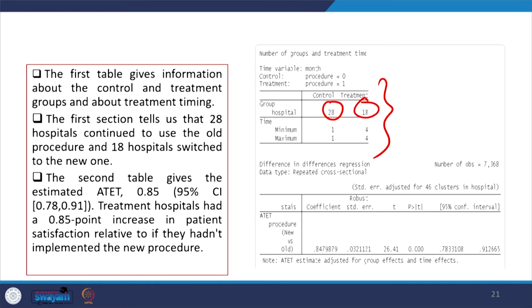This result is based on the repeated cross sectional data. Number of the observations are 7,368. The average treatment effect on the treated, ATT, is calculated, and this gives 0.85 as the result with its significance level as 0.00. This suggests that the treatment had a 0.85 point increase in patient satisfaction relative to if they hadn't implemented the new procedure. So, if the new procedures were not adopted, then in that case it could have been lesser, but since they have adopted, this has created a positive change and it is significant.